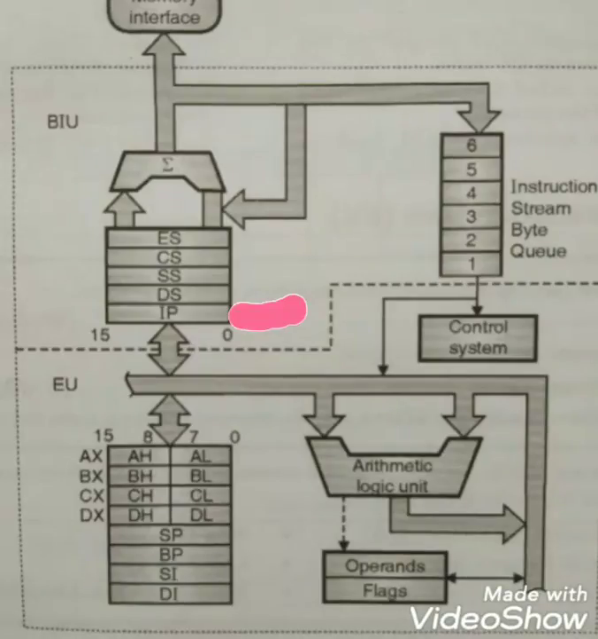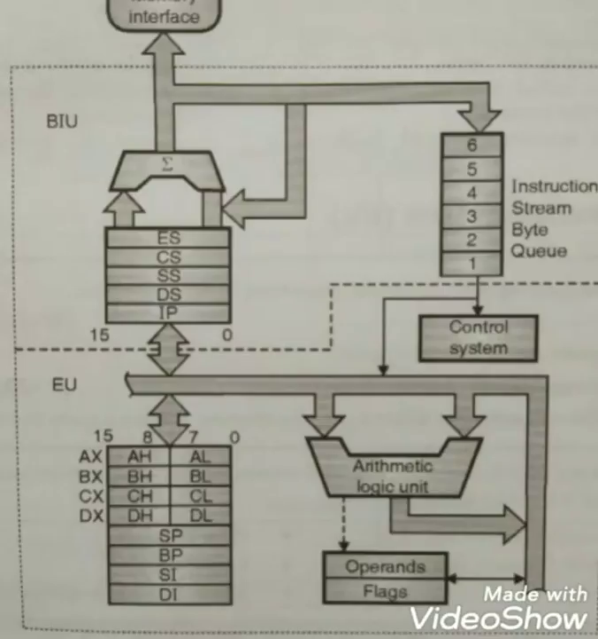Instruction pointer. It is a 16-bit register that always points to the next instruction to be executed within the currently executing code segment. So this register contains a 16-bit offset address pointing to the next instruction code within the 64 kilobyte code segment area. Its content is automatically incremented as the execution of the next instruction takes place.